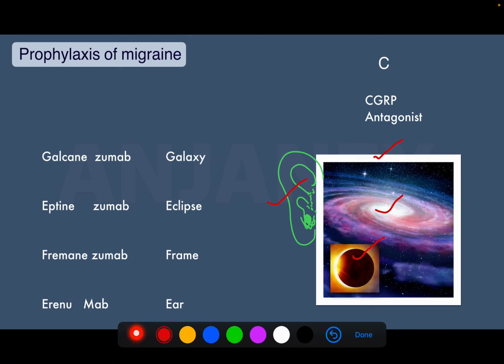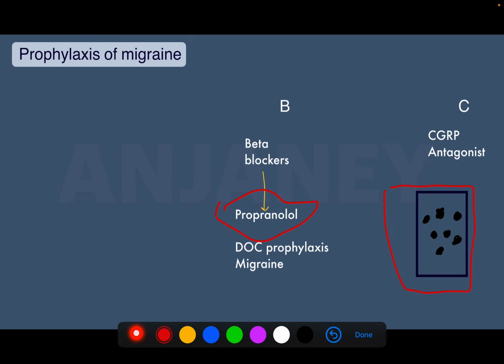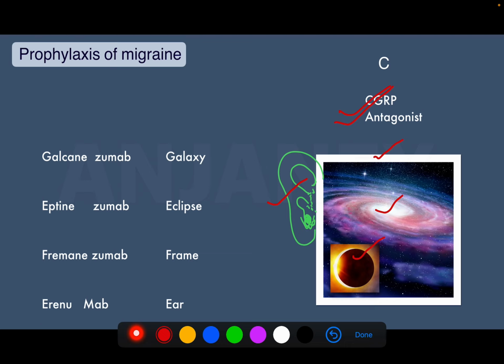Now see here, this was the trick to remember these CGRP antagonists, how we are placing the frame on this so that this can't be released. Now what the represents is, here 'nu' represents that it is acting at the level of neurons. 'Zu' means it is derived from animal, and MAB means it's a monoclonal antibody. So all these are what? All these are monoclonal antibodies.